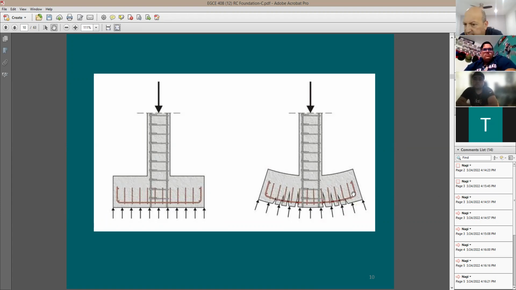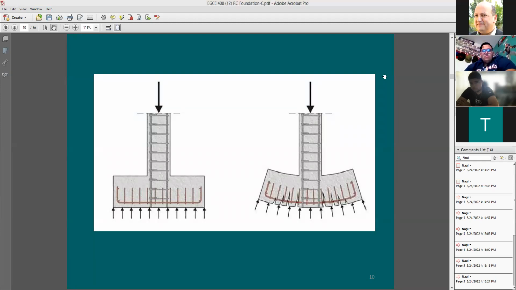Any questions about location of reinforcing? Give me a second. Any questions on the reinforcing location? Why do I need to have reinforcing at the bottom of the footing?